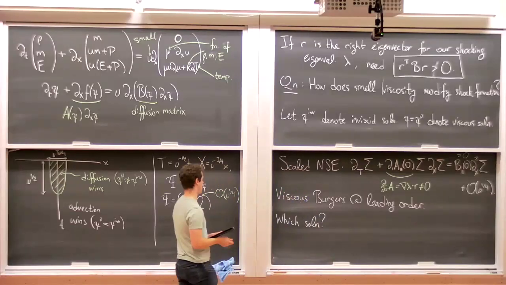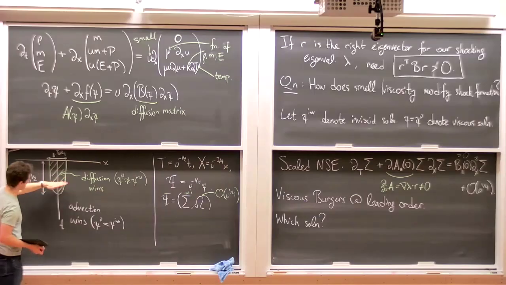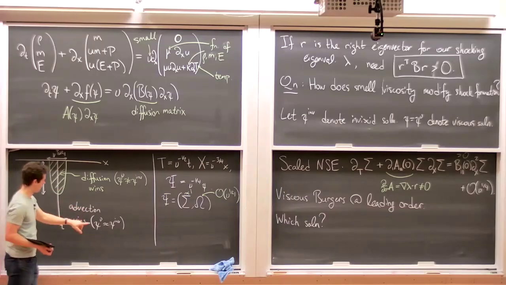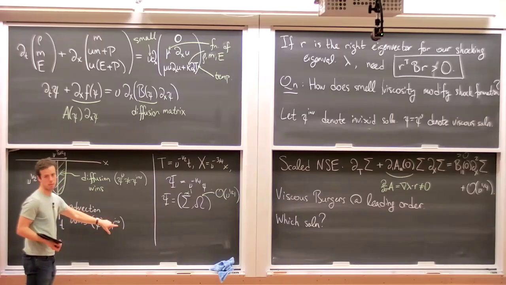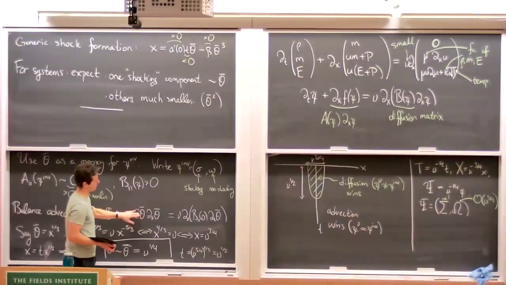One thing I should expect is that if I go further and further away from this region, say in the past, I should enter a regime where the advection is beating the diffusion, and therefore your solution should come to resemble the inviscid behavior. And at leading order, for the shocking component that we're studying, that should look like theta bar.